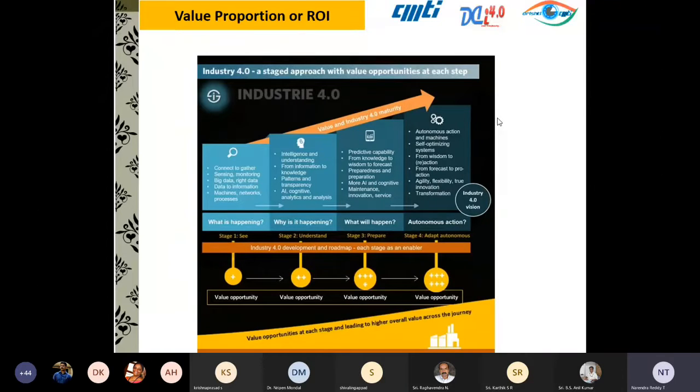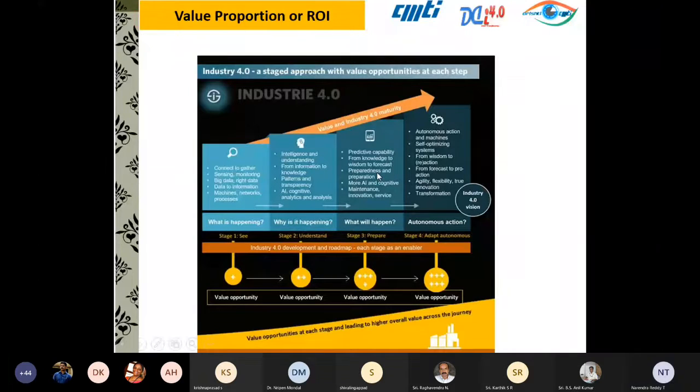Industry 4.0, basically you need to adopt it and use it in a very mature way. Then only you can see the value. That is called a staged approach. Unless you follow these 4 steps, we will not be able to see any value for the investments you make related to Industry 4.0. Now, what are these 4 steps?